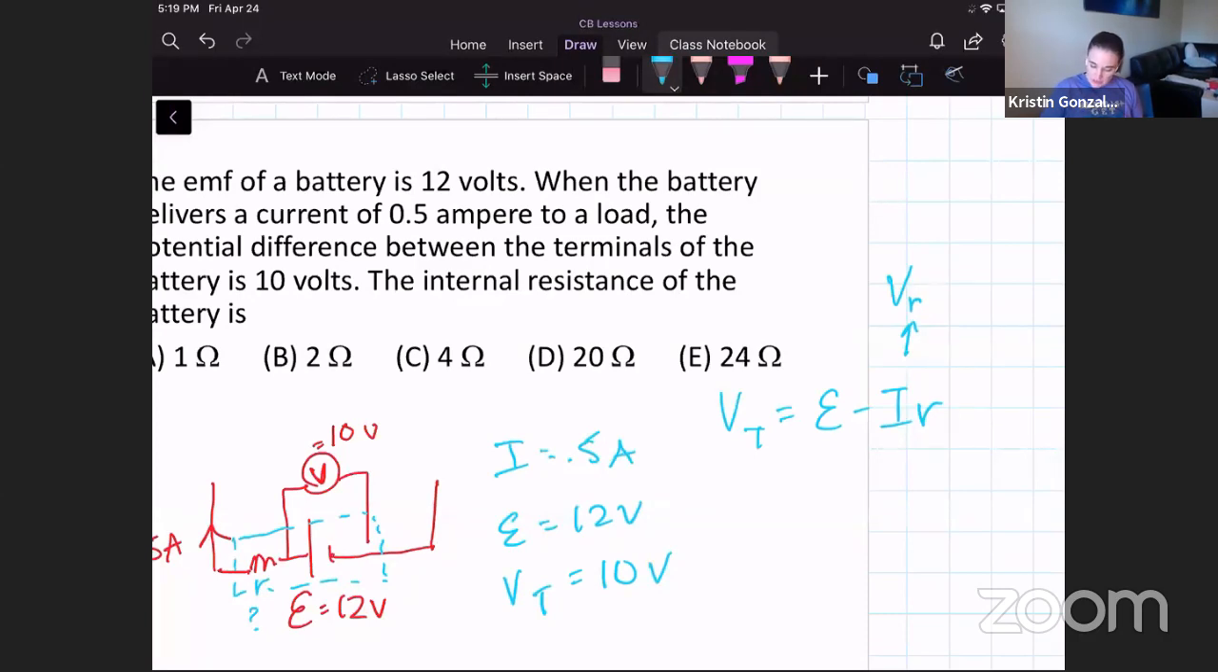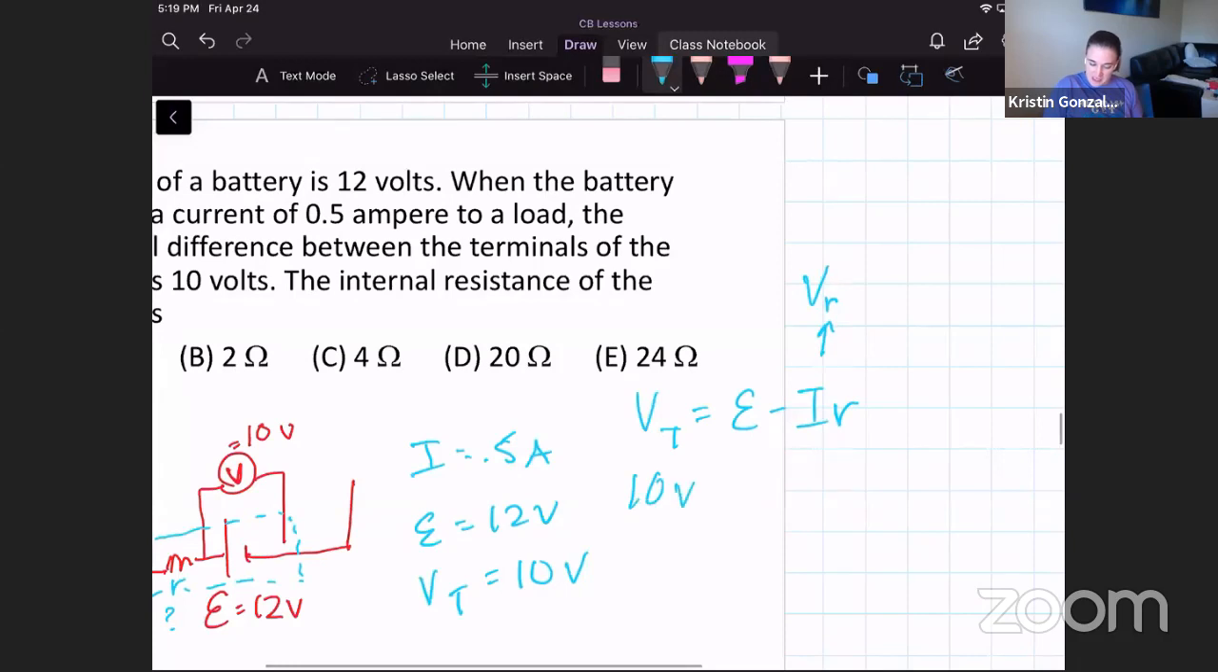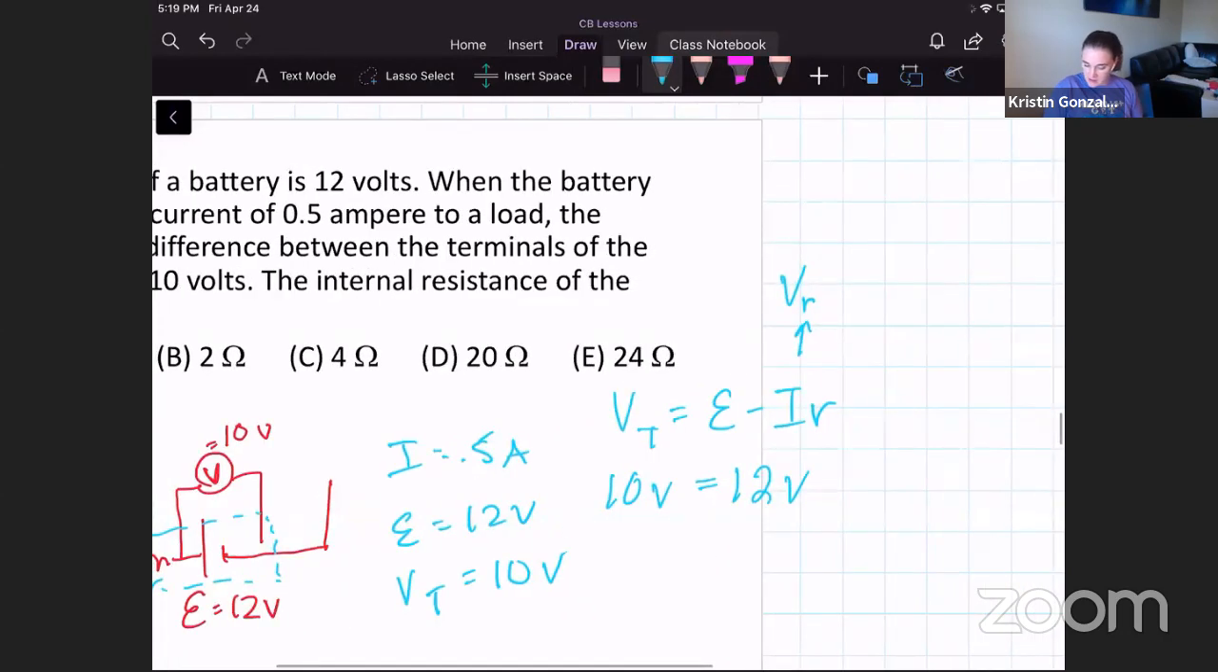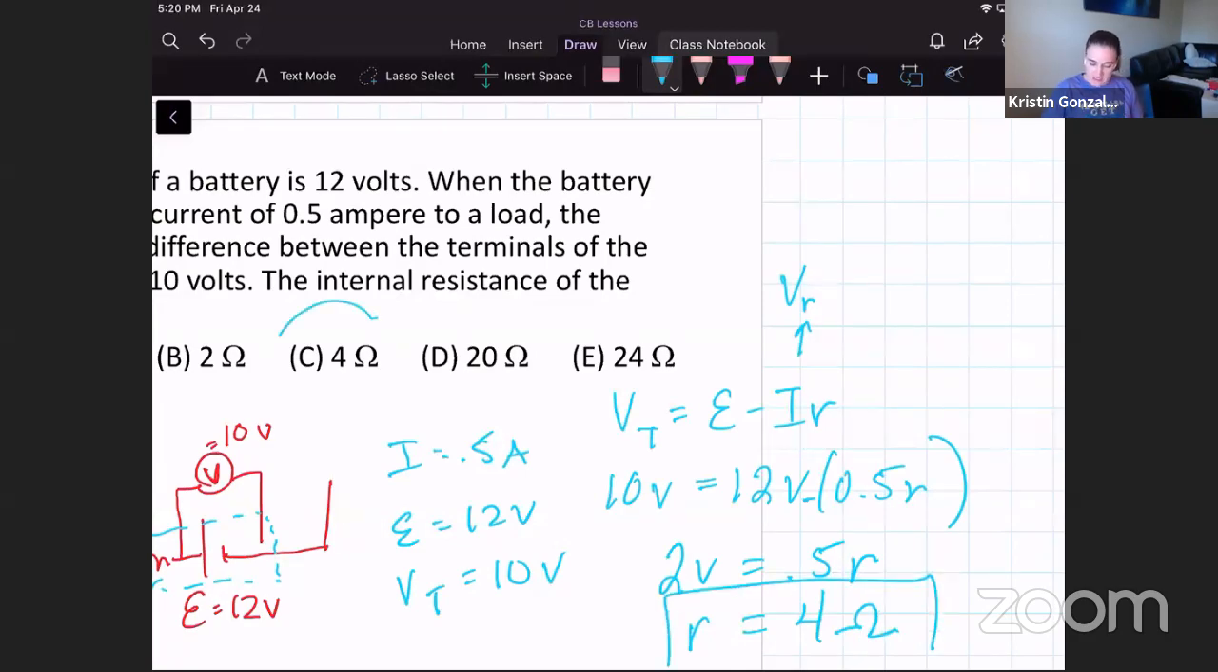So we know now the terminal voltage is 10 volts. 12 volts is the EMF of the battery. 0.5 is our current. And we want to know what our internal resistance is. So if I find the difference between these, that gives me 2 volts. And so then if we solve for r, 2 divided by 0.5 gives us 4 ohms, which is C.